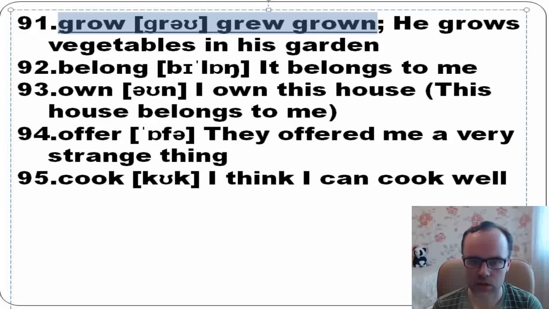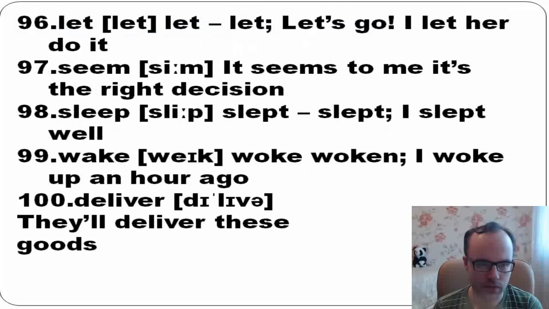Irregular, yeah, it's an irregular verb, grow. Belong. It belongs to me. Own. I own this house. This house belongs to me. Offer. They offered me a very strange thing. Cook. I think I can cook very well.